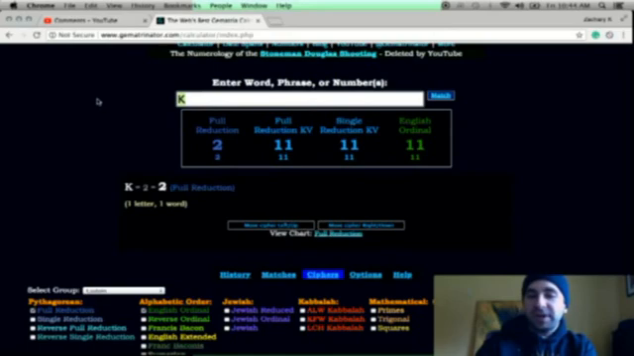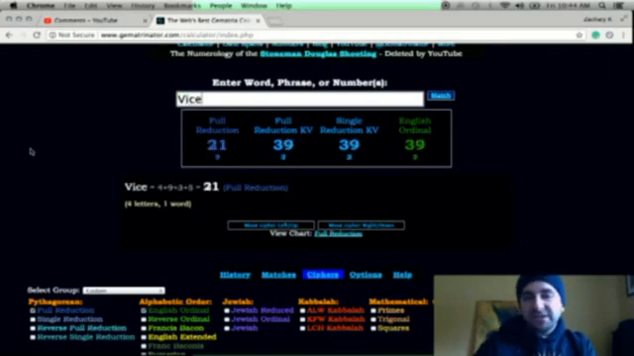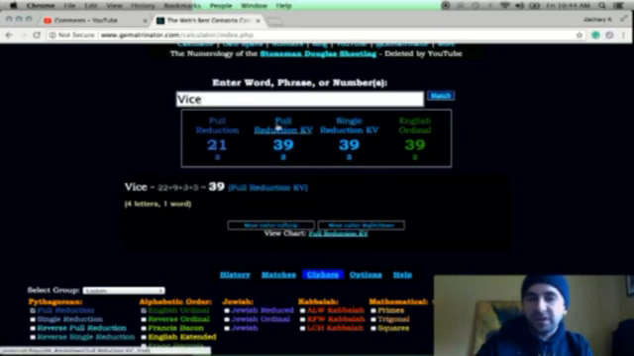So if you take a word with a K, kick, kick is 16 in reduction, but if you observe the master numerology of K, it's 34. You understand? Let's do a word with a V. There's so many to choose from. We'll just go with vice. In reduction, vice is 21, but if you recognize V is 22, then vice becomes 39.